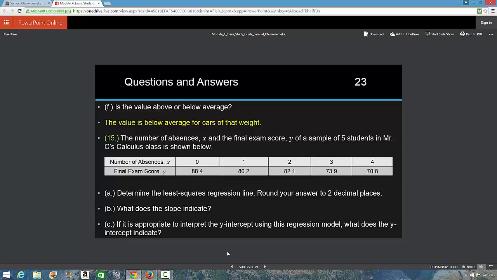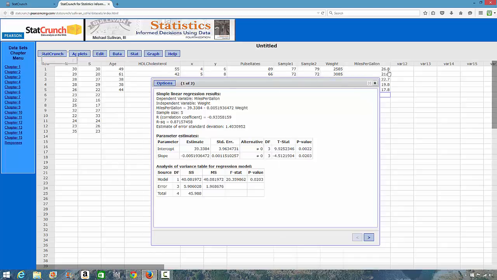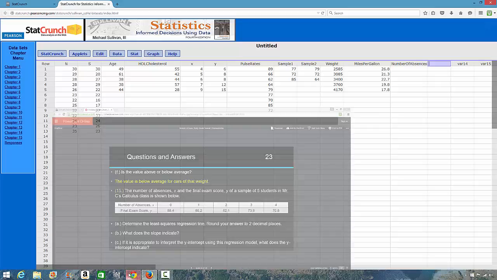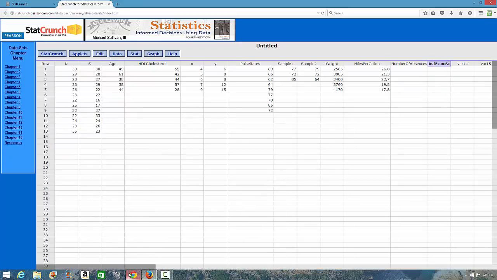Question 15, the last but not the least. The number of absences X and the final exam score Y of a sample of 5 students in Mr. C's calculus class is shown below. So we use StatCrunch as usual. I'm just going to put number of absences here. Let me extend this, and then this is the final exam score.